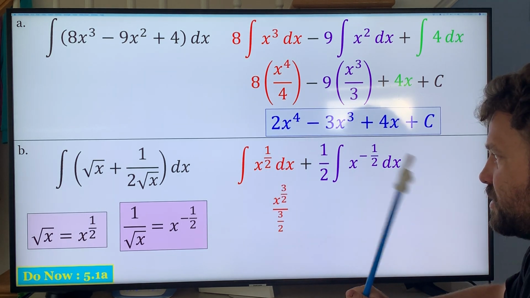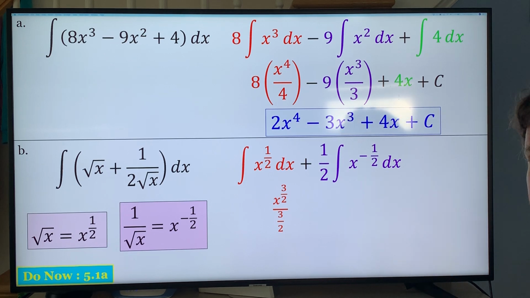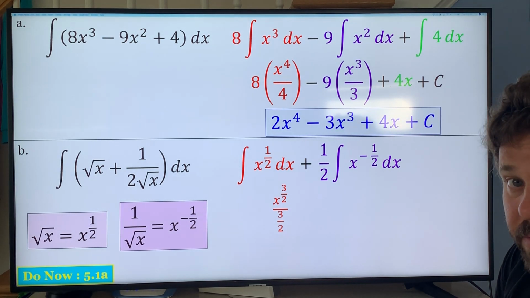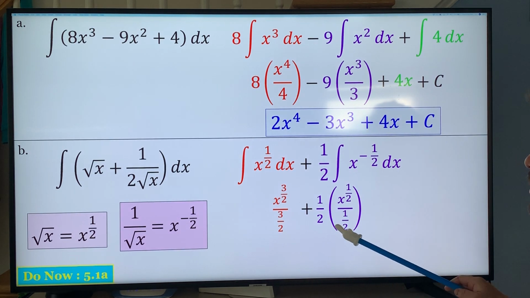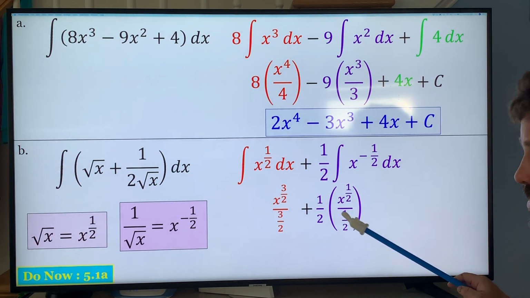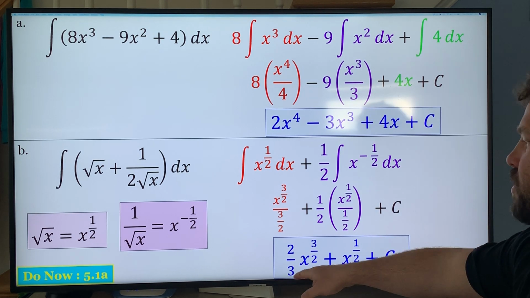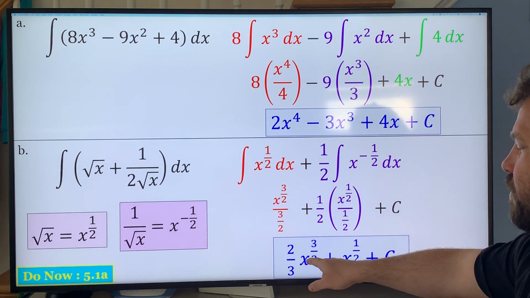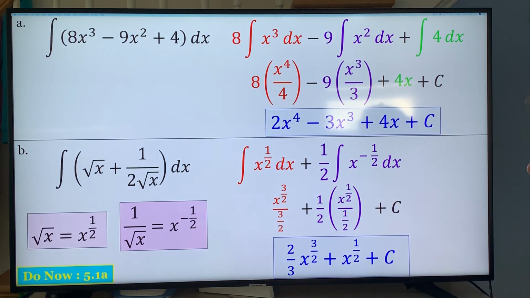1/2 plus 1 is 3/2. Plus 1/2. Negative 1/2 plus 1. What's 1 minus 1/2? It's just 1/2. Reciprocal, 2/3. 1/2 divided by 1/2 is 1. So 2/3 x to the 3/2 plus x to the 1/2 plus c. 2/3 radical x cubed plus radical x plus c is also okay. Good?